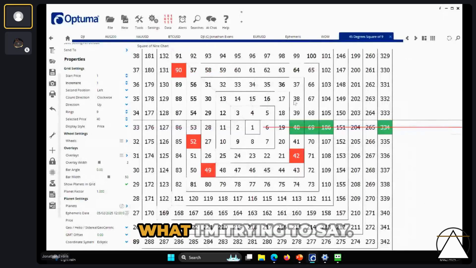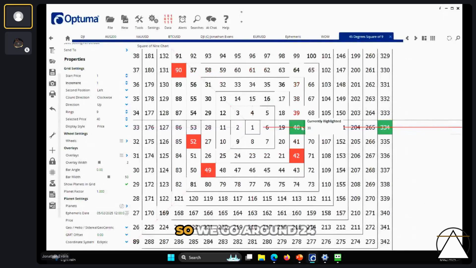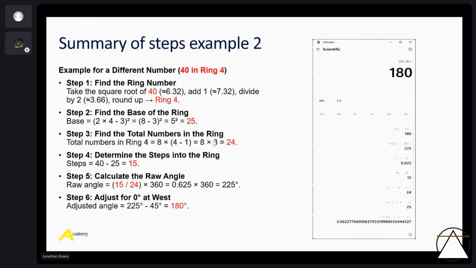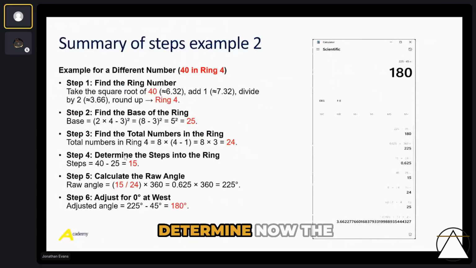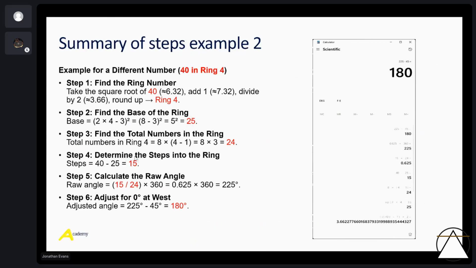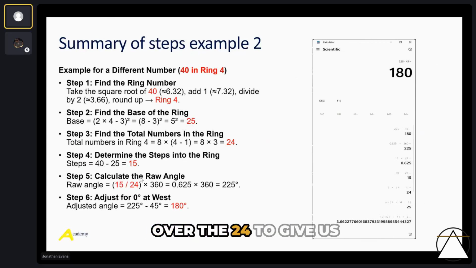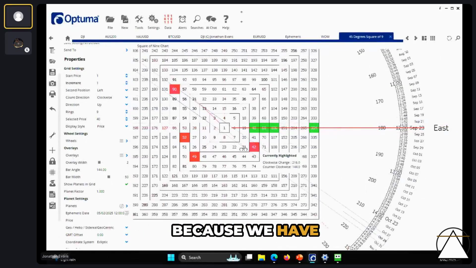Let me just reiterate what I'm trying to say. There's 24 numbers in this ring, okay? So we go around 24 numbers in that ring. Determine now the steps inside the ring that this number is. So we're basically going 40 because we're calculating where 40 is. Then we're minusing 25 because we've got the 25 here, and that equals 15. So then we're doing 15 over 24 to give us our percentage inside that ring, and we're timesing it by 360 because this gives us our degree. So that's 225 degrees.